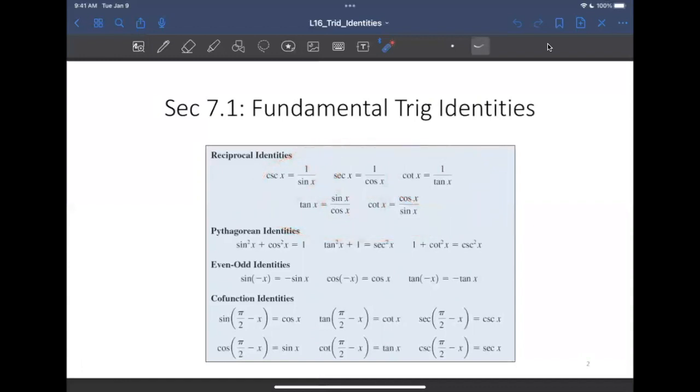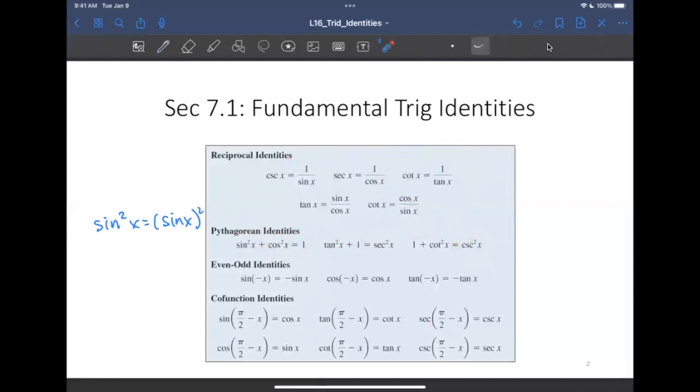The other three identities, which are based off the Pythagorean theorem, are that sine squared x plus cosine squared x equals 1. When you see trig functions where the squared is in the middle, that just means the same as, so sine squared x is just equal to sine of x, squared. Okay, that's just what that means. Right, so sine squared x plus cosine squared x equals 1. Tan squared x plus 1 equals secant squared x. 1 plus cotangent squared x equals cosecant squared x.